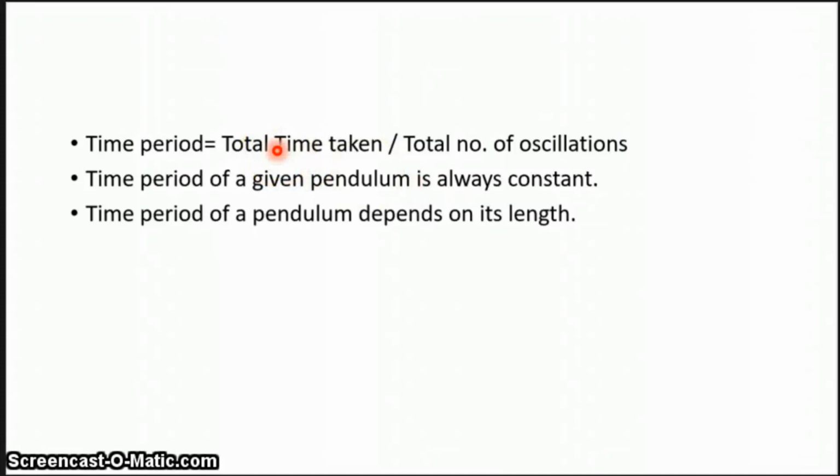We write the total time taken, like 20 seconds, divided by number of oscillations. Suppose if it is 10, then it will become 2 seconds. So the unit for time period will be seconds. Now time period of a given pendulum is always constant. Whatever the speed or the different parameters are, it will always remain constant, and the time period of a pendulum depends on its length.